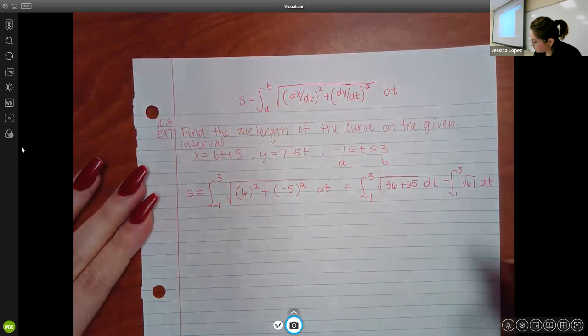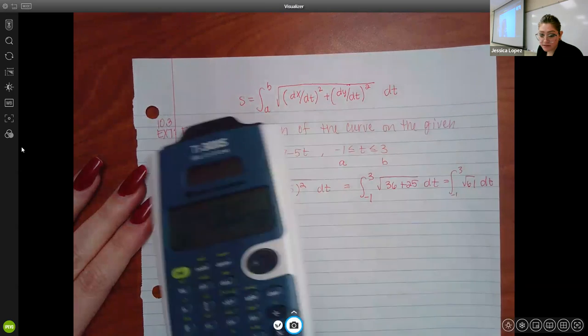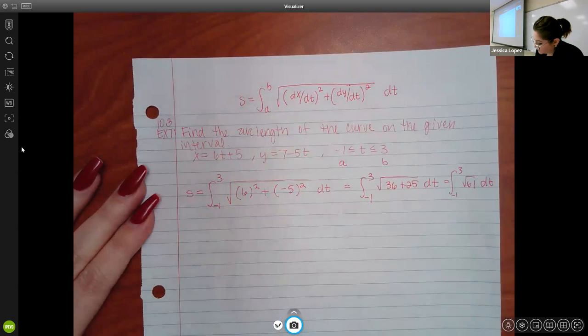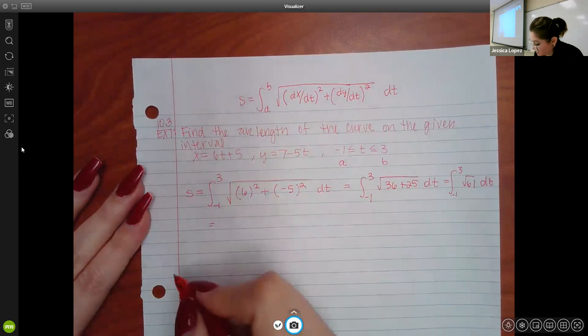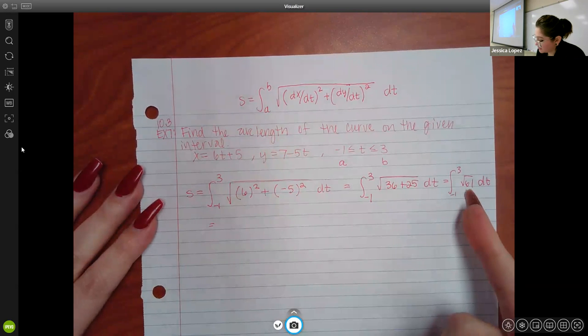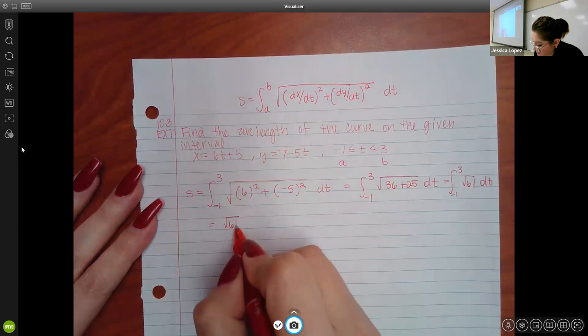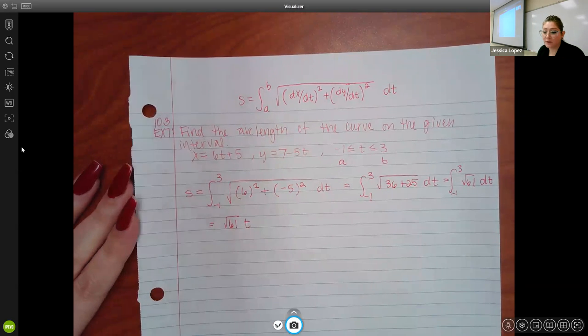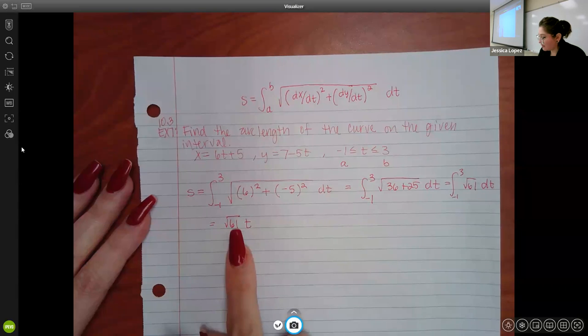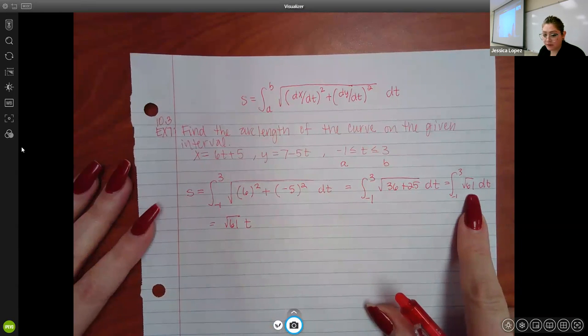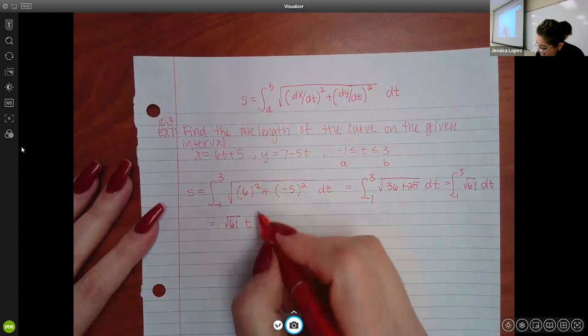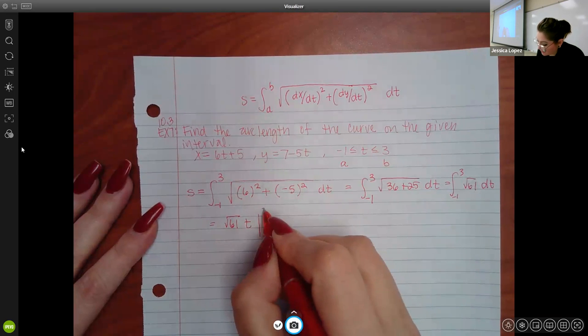You can try to simplify that on the calculator, but I don't think it does. No, it stays the square root of 61. You could take it out if you wanted to, but what is the integral of any constant? It's just that constant times the variable, right? So when I take the derivative of that, I just get the square root of 61, but I have to evaluate this at the ends.